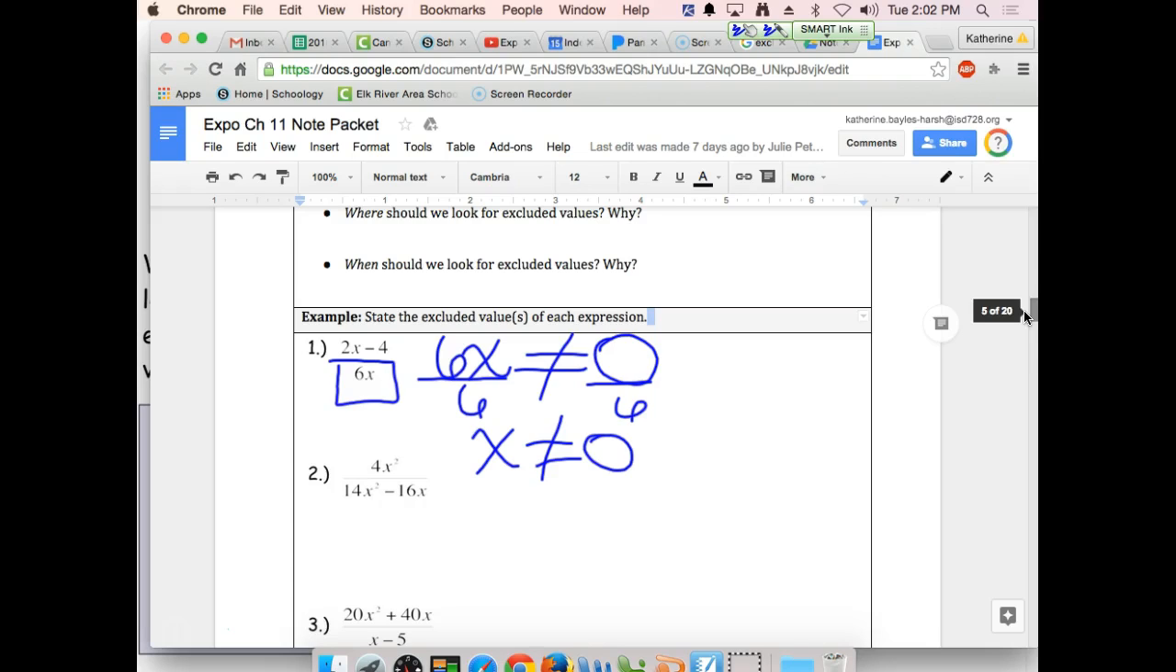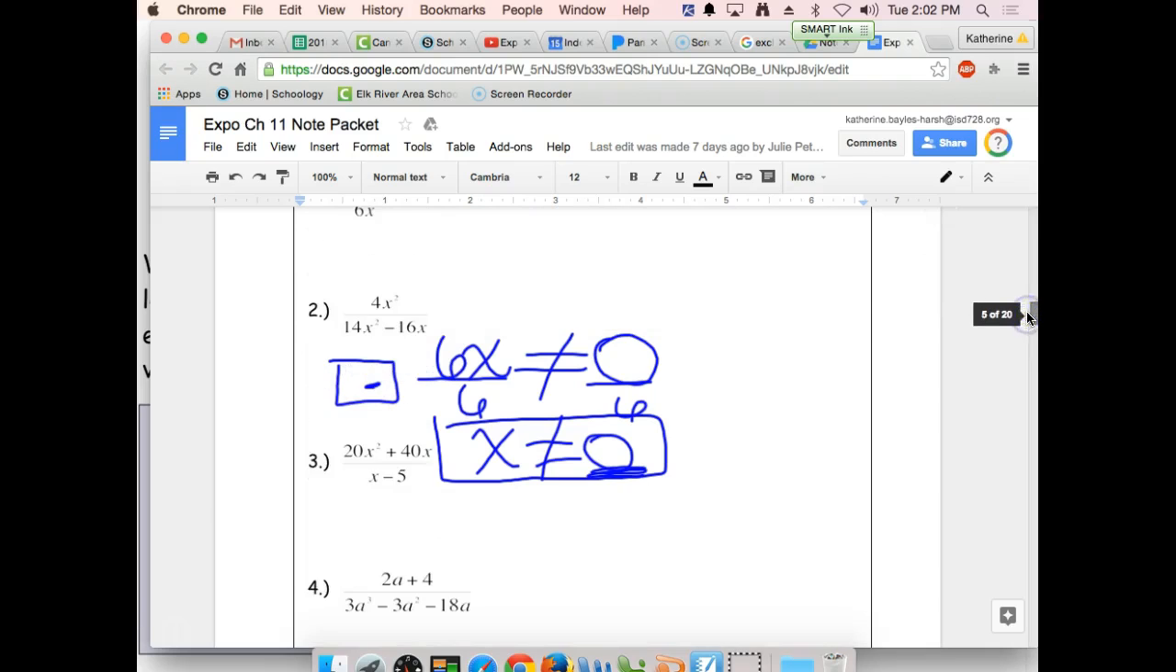So that means our excluded answer is that we do not want x to equal 0. Because if I plug this 0 into my equation, if I took 6 times 0, that bottom would equal 0, which we do not want. So our x cannot equal 0. That is our excluded value. Okay, so let's look at our next one, number 2.